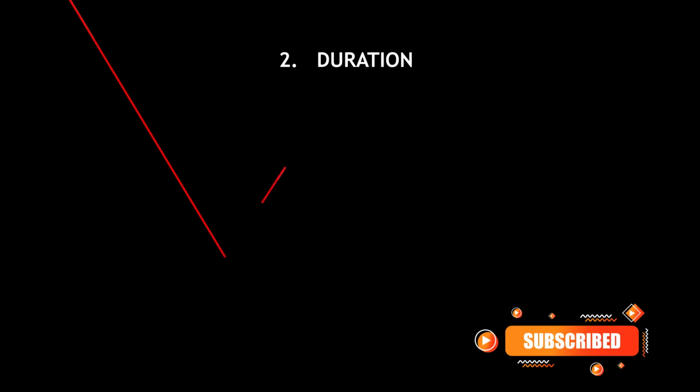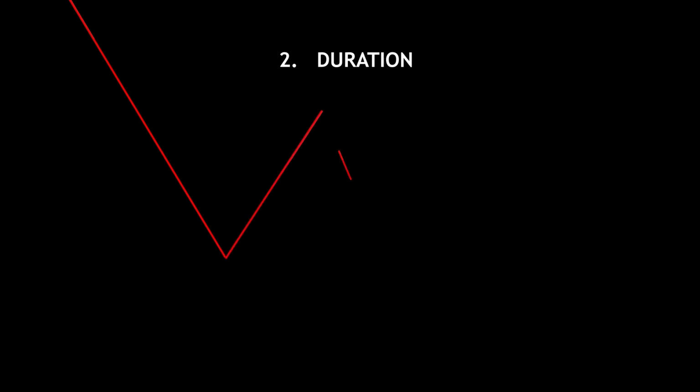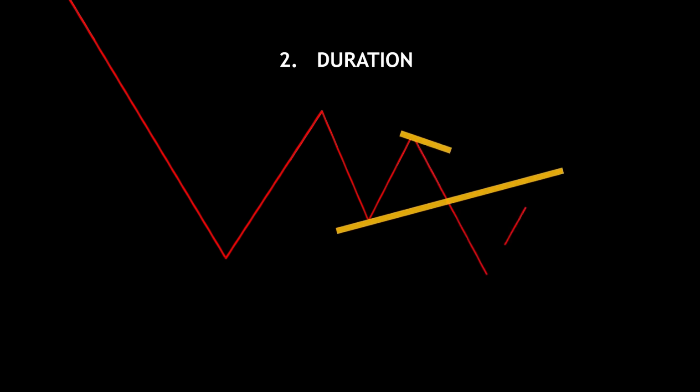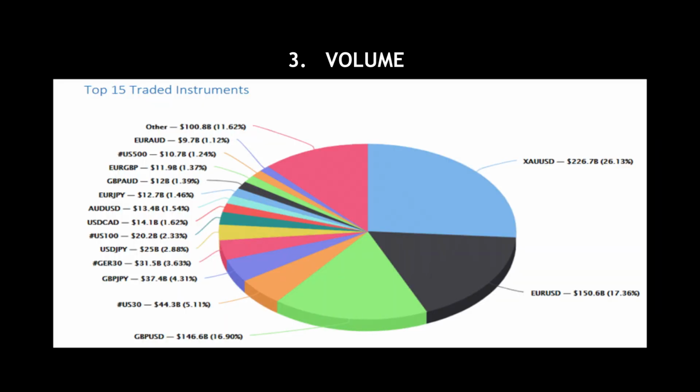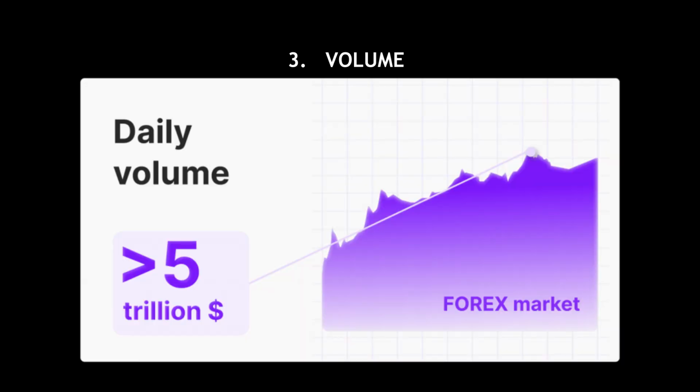Duration. Bearish symmetrical triangles often develop over several weeks to a few months, although the time frame can vary. Volume. During the formation of the pattern, trading volume tends to decrease, which signals reduced interest or indecision in the market.